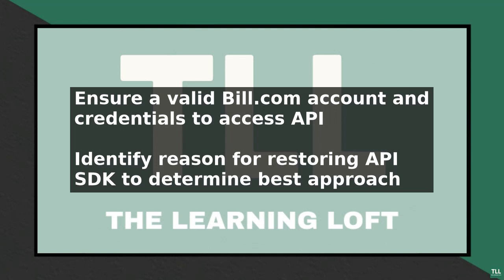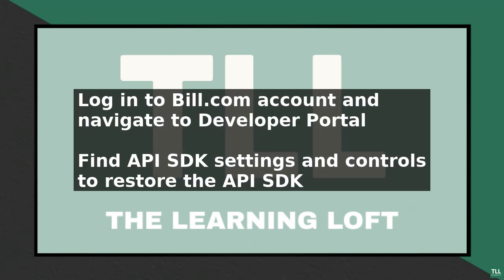Whether it is due to a technical issue or a deliberate deactivation. This will help you determine the best approach to take. Next, log into your Bill.com account and navigate to the developer portal. Here, you will find the API SDK settings and controls.